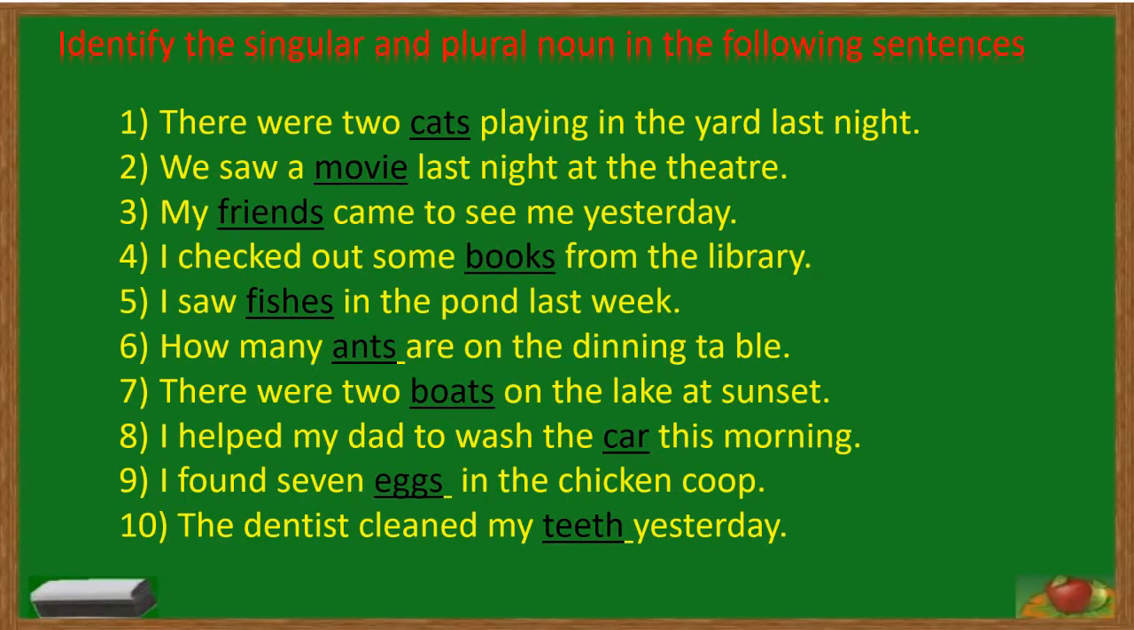How many ants are on the dining table? So here, ants, again a plural noun. There were 2 boats on the lake at sunset. Again, boats is your plural noun. I helped my dad to wash the car this morning. So again, car is your singular noun.